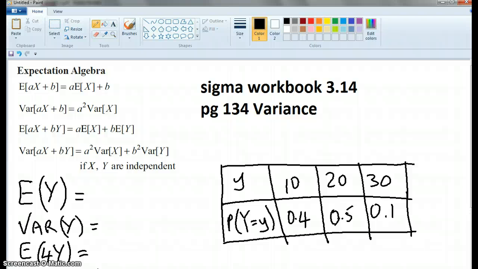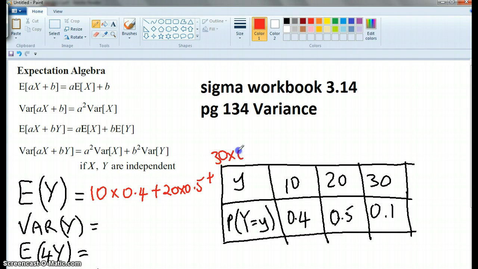So the first thing we need to do is the expected value of y. Now, we've done that before, and the formula is in a different part of the formula sheet. So what do you do? You go 10 times 0.4 plus 20 times 0.5 plus 30 times 0.1. So it's that times that plus that times that plus that times that. Okay? So that's the expected value of y. Now the variance of y.